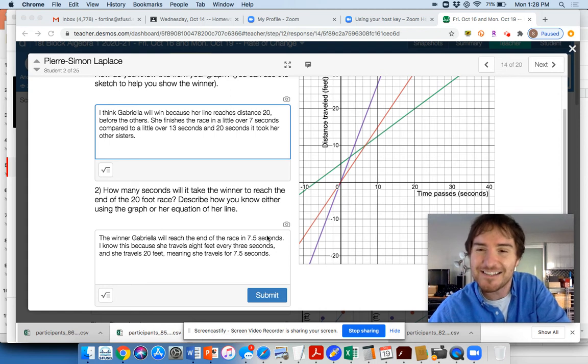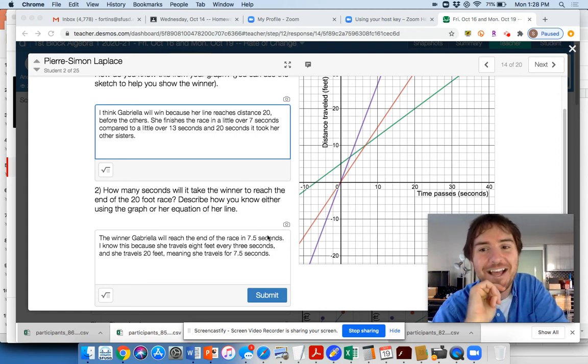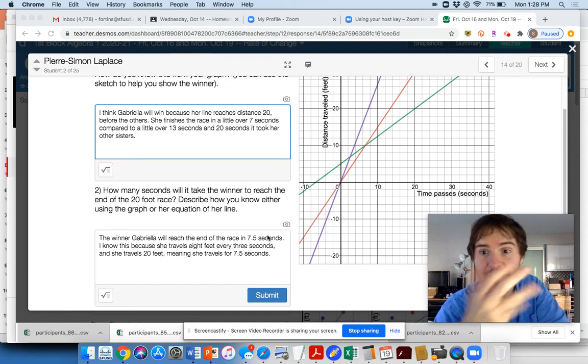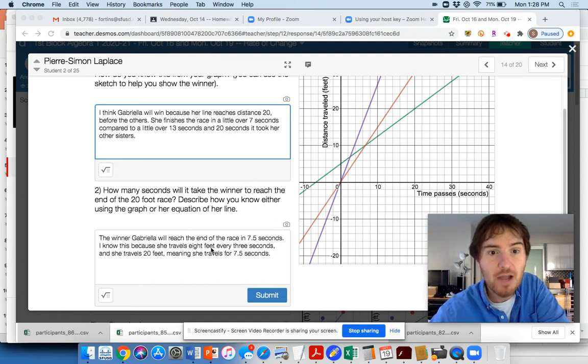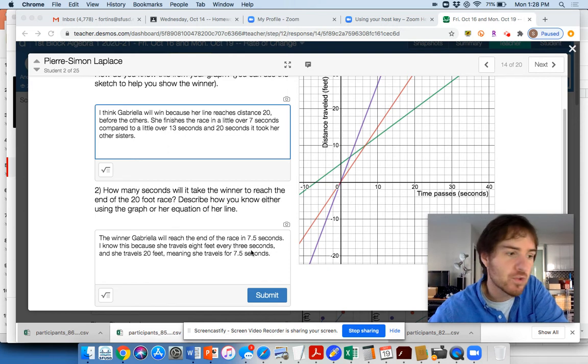Gabby, I don't think it's exactly 7.5 because her slope is 8 over 3. So it's not quite that, but it's around 7.5 seconds. That's probably how I'd put it there. I know this travels 8 feet every 3 seconds, and she travels 20 feet. So it's a little bit hard to figure out. Getting to 20 feet, 8 feet every 3 seconds.